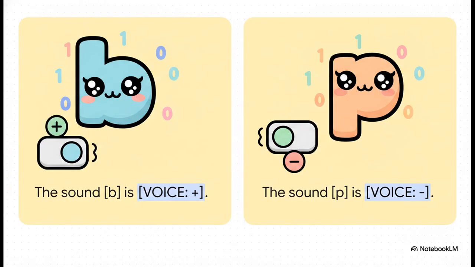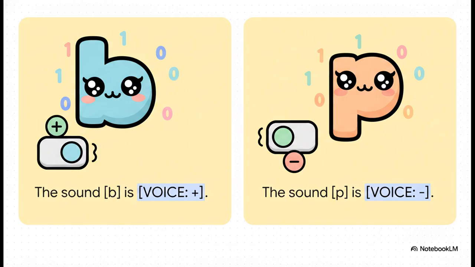Just look at the difference between a b and a p. It is a simple toggle switch of that voicing feature. Everything else, the bilabial place, the stop manner, is perfectly identical. The only difference is that for b, the voice attribute is set to plus, meaning the vocal cords vibrate. For p, that voice attribute is set to minus.